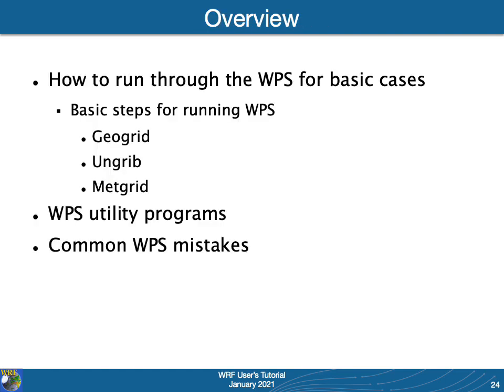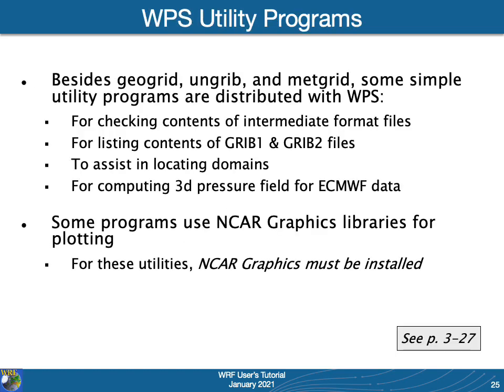So now that we've talked through the steps of running the WPS for a basic single domain simulation, we're going to take a look at some of the utility programs that are distributed with the WPS and that should be compiled when you compile the WPS. So besides the three main programs, GeoGrid, UNGrid, and Netgrid, there are various utility programs that are provided with the WPS. These utility programs can be used for checking the contents of intermediate files, for listing the contents of GRIB1 or GRIB2 files, to help you in locating your model domains, and for processing, for example, a three-dimensional pressure field for datasets that don't otherwise provide such a field. An example would be the ECMWF model level datasets.